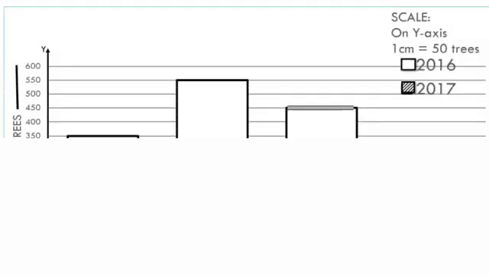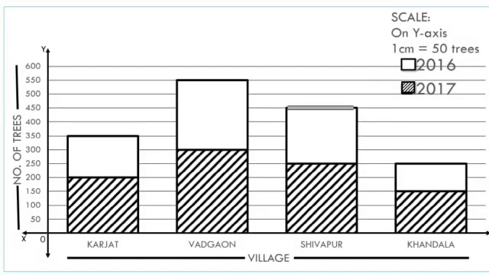Children, here again let's see how to draw a subdivided bar graph with the number of trees planted in the years 2016 and 2017 in the 4 towns. Now, first what you are going to do, children? You are going to draw the x-axis and y-axis on a graph paper.